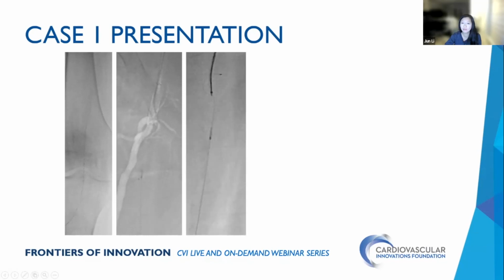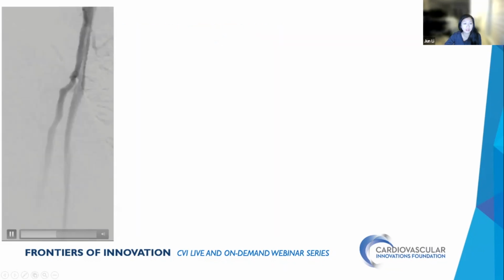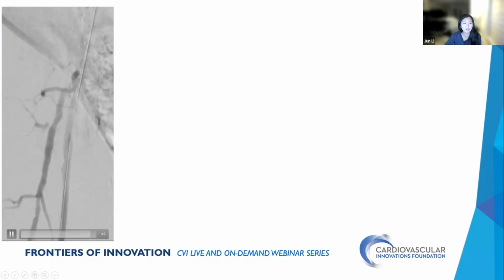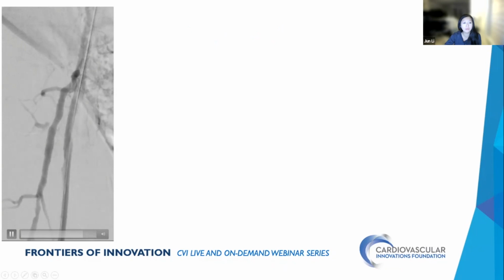We snared a wire, externalized, did balloon angioplasty and DCB. Here you can see after our DCB, there's a dissection plane in the mid SFA, which was stented successfully. And proximally, you can also appreciate a small dissection plane here with some haziness in the common femoral artery.